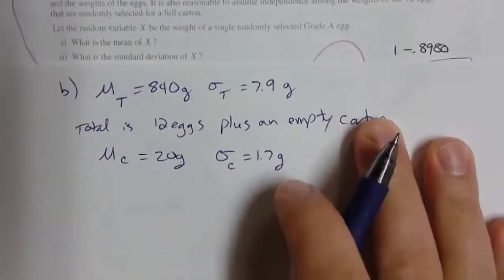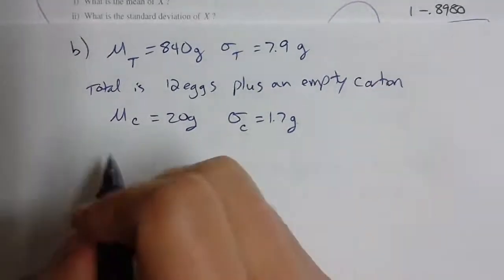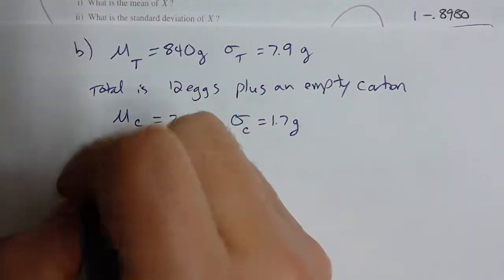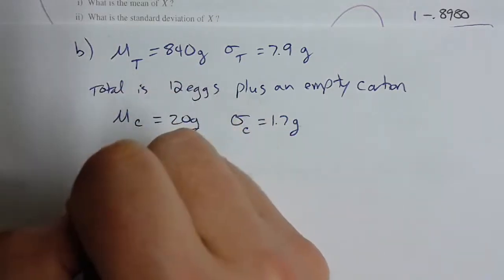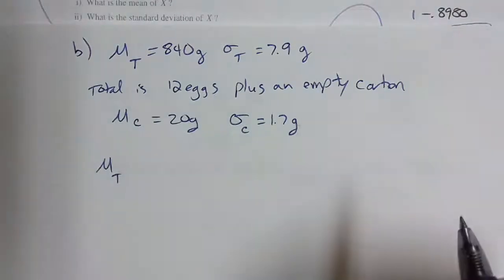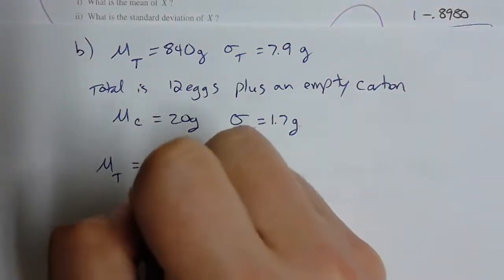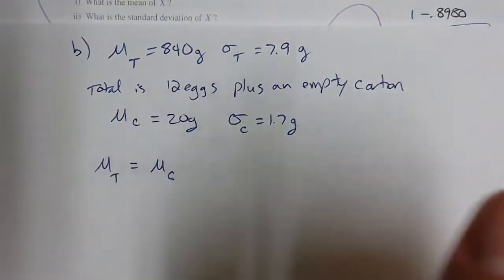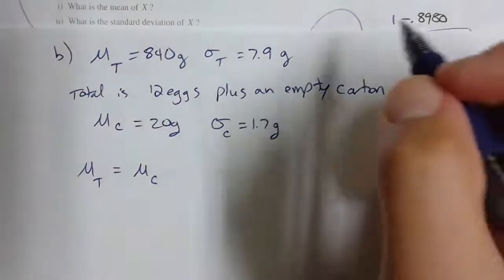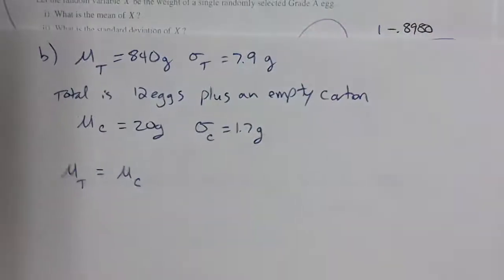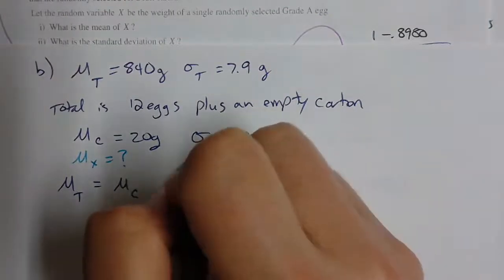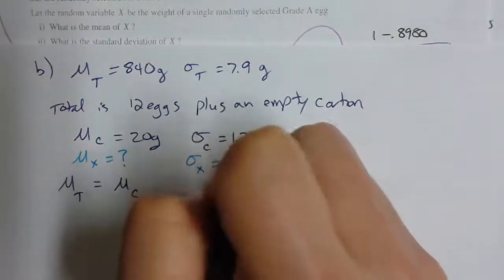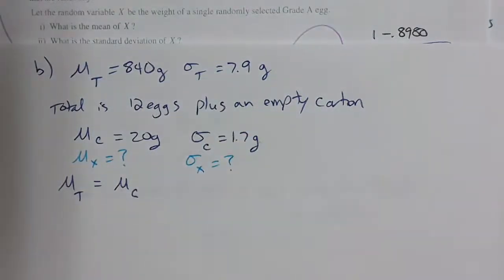So the task here, I think it helps to kind of break this down. Something that we know in general about means: the mean for the total has to be equal to the mean of the carton, and I'm going to define X as a single egg, so I'm going to use their same lettering. They told us that what we're going to try to find is the mean of X. That's something we're going to try to figure out. We're going to try to figure out the standard deviation of X also. That'll be a separate deal, but we're going to try to find both of these things.